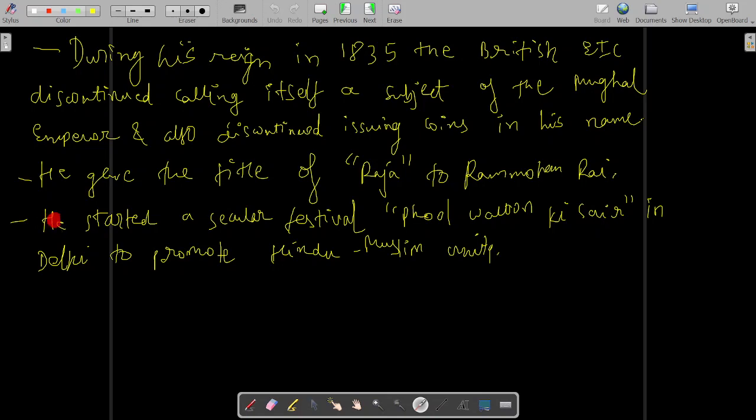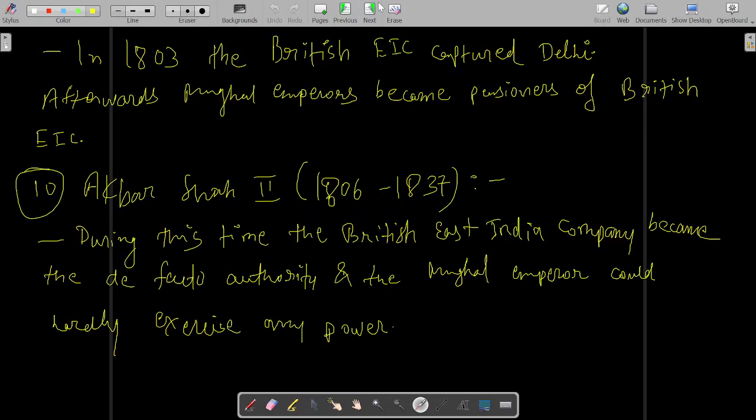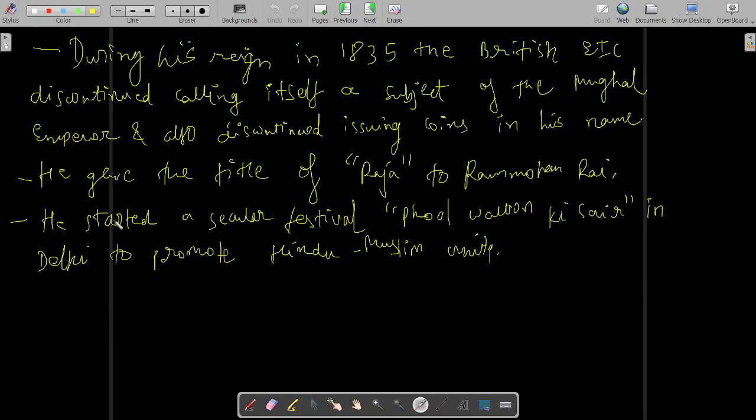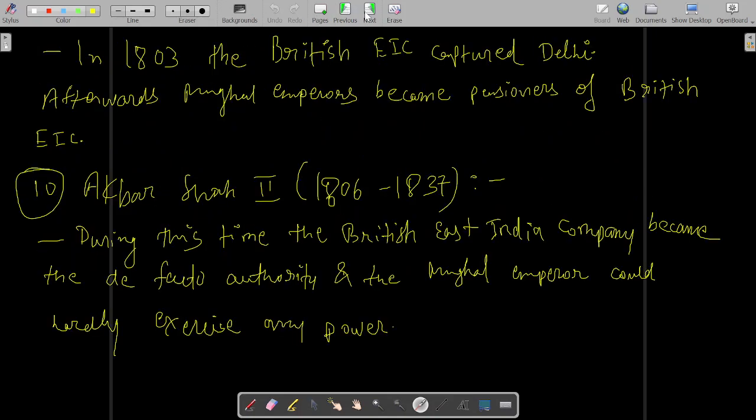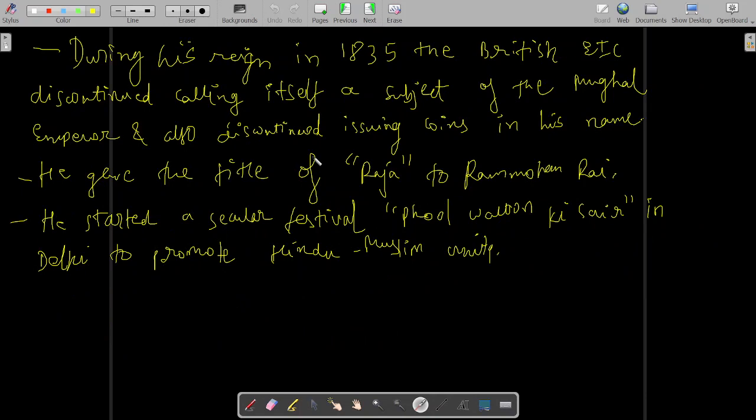Okay, now this is a very important point. This particular emperor, Akbar Shah II, started a secular festival called Phool Walo Ki Sair in Delhi. Okay, so Akbar Shah II started Phool Walo Ki Sair in Delhi, which is a secular festival, to promote Hindu Muslim unity.